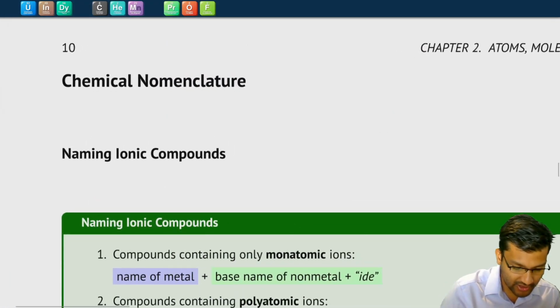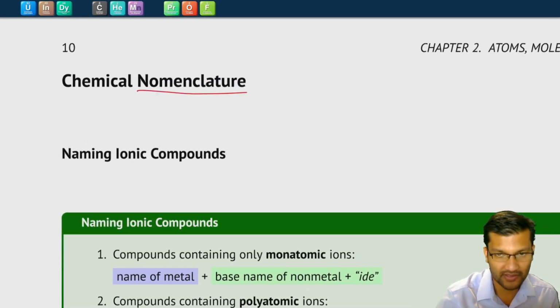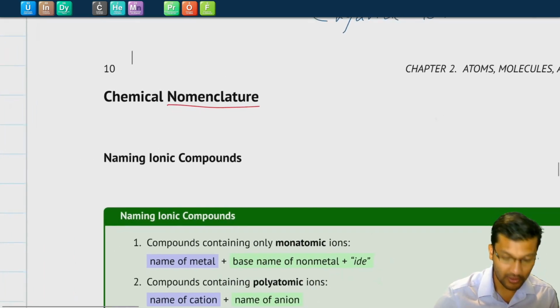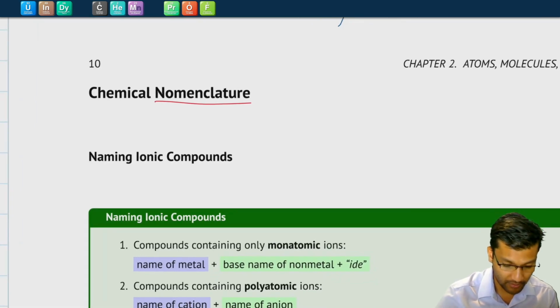Now, nomenclature is just a fancy word for the system of naming things, and as I mentioned in our last lecture, we need to name things in order to be able to study them in an efficient manner. And as always, you can follow along with our Chapter 2 workbook.